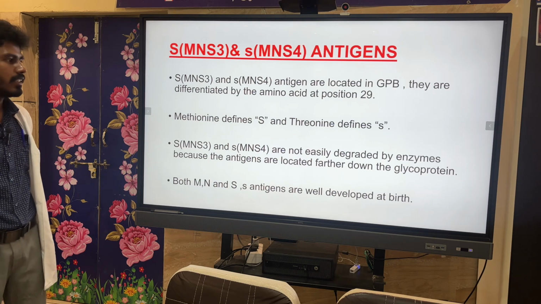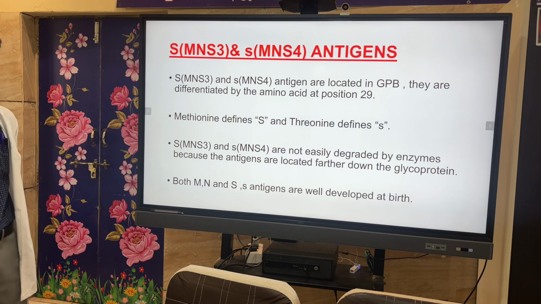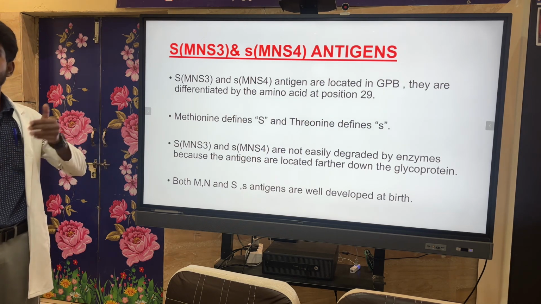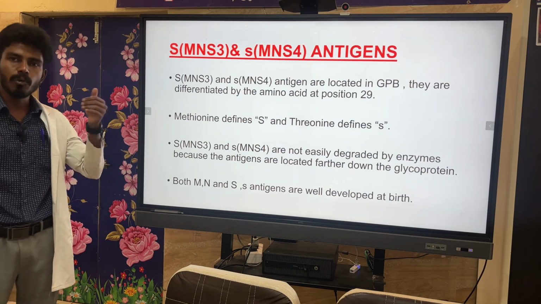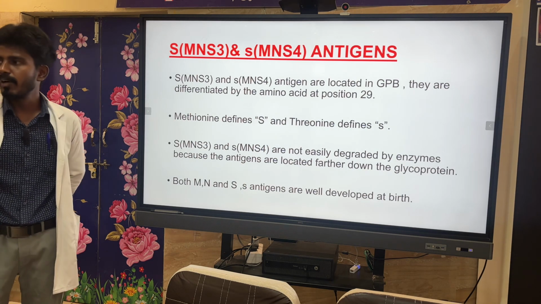Capital S and small s antigens are not easily degraded by enzymes because the antigens are located further down the glycoprotein. The U antigen is directly attached to the glycoprotein, and capital S and small s antigens are attached to the U antigen. Both M and N and capital S and small s antigens are well developed at birth.